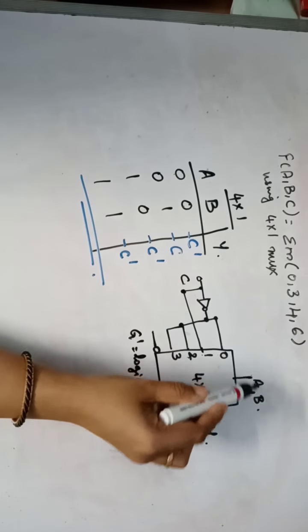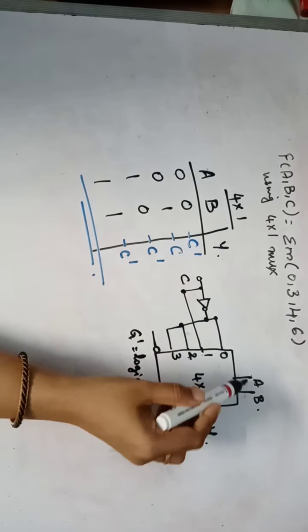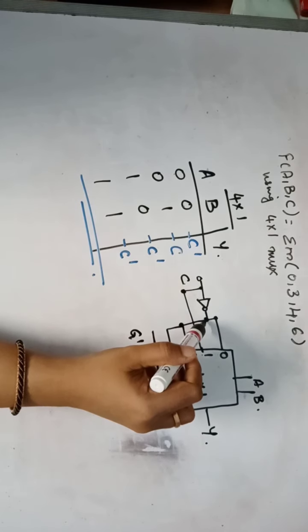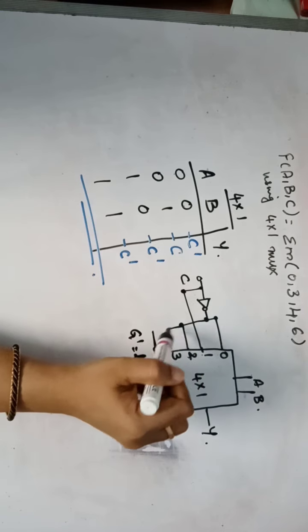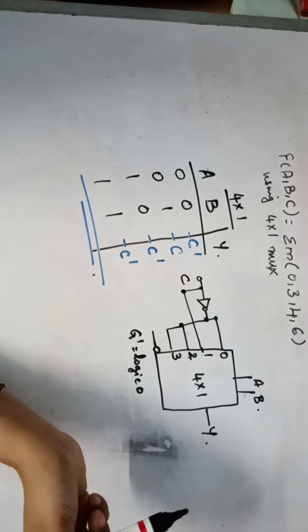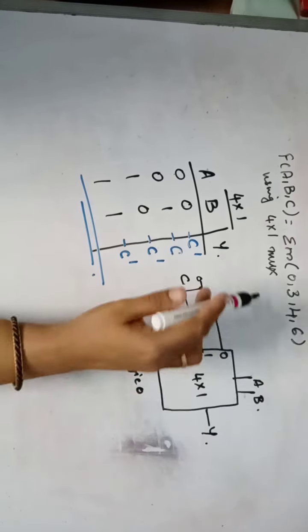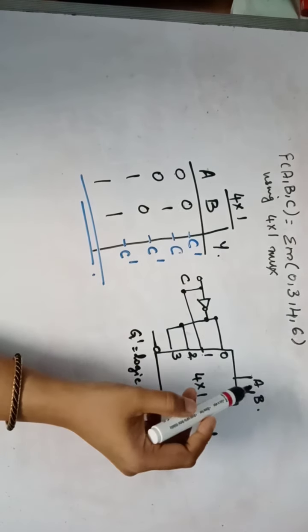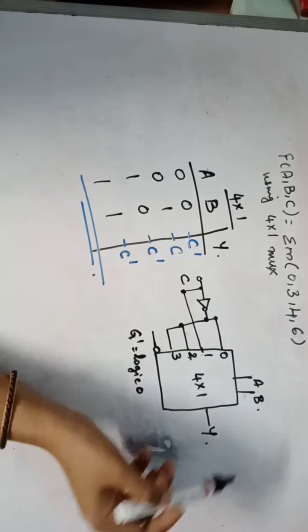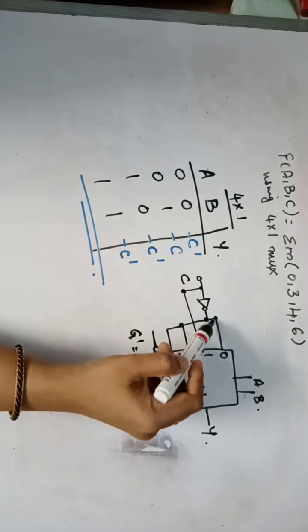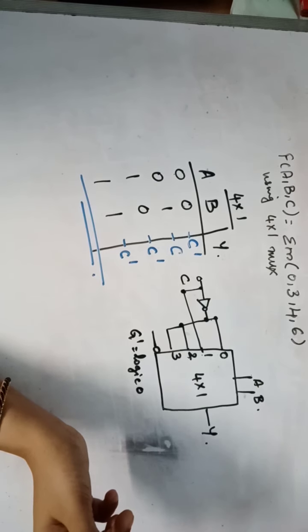For 6, 1, 1, 0. 1, 1 means 3. 0. So here 1. And in 3 it will be a 1. So Y is equal to 1. You can check the zeros also. Suppose 1, 0, 0, 1. 0, 0 means the 0th line. 1 here means 0. So you will get a 0.